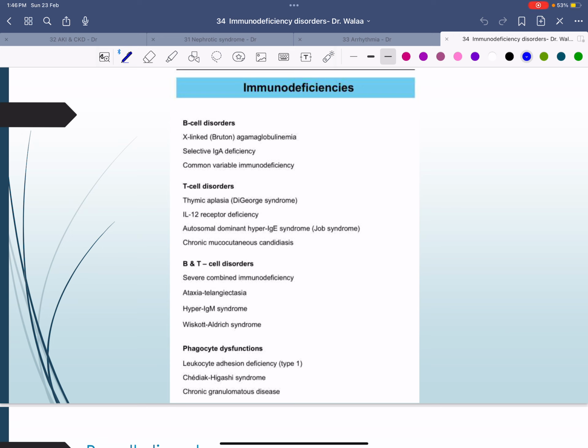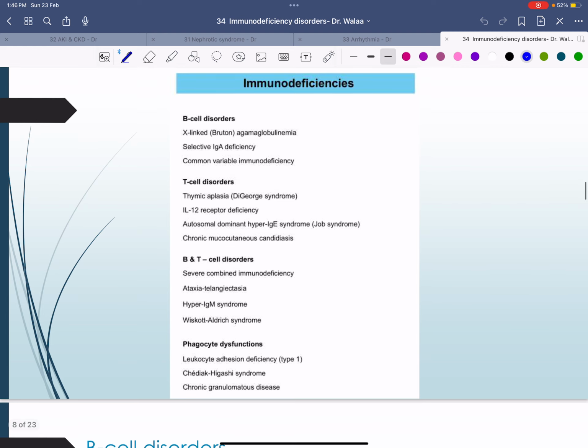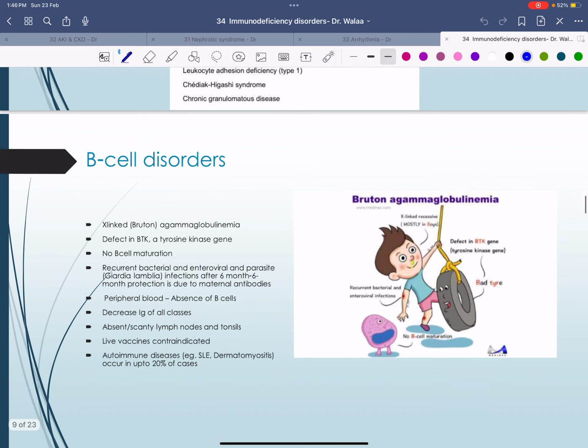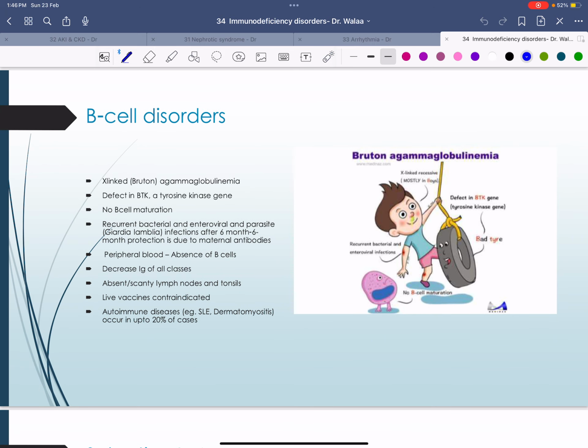So if you measure immunoglobulin levels, almost all of the immunoglobulins will be severely or significantly decreased. Okay? What does this imply? What is the importance of this? Which infections? Bacterial, enteroviral, parasitic infections. What we worry about the most are the bacterial infections, the encapsulated bacteria. Why do we fear encapsulated bacteria like Streptococcus pneumoniae, Haemophilus influenzae, Neisseria?